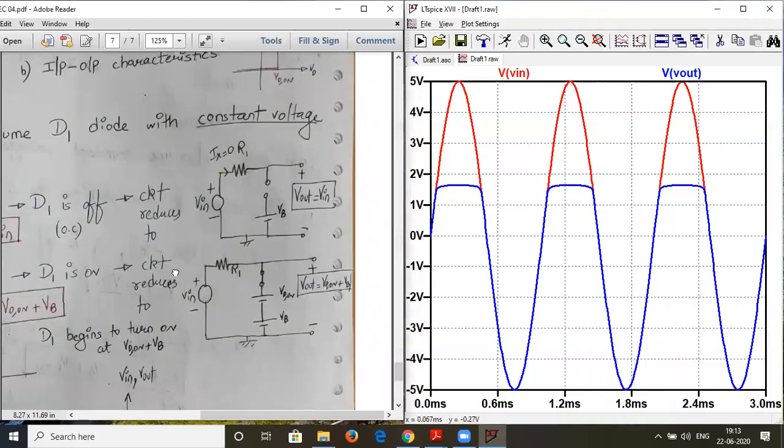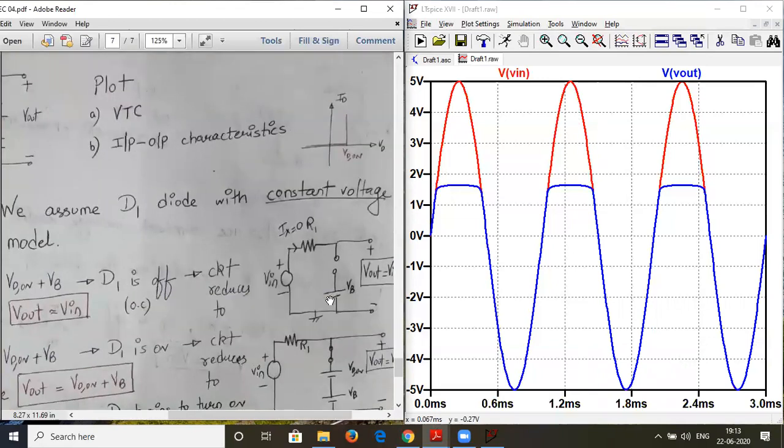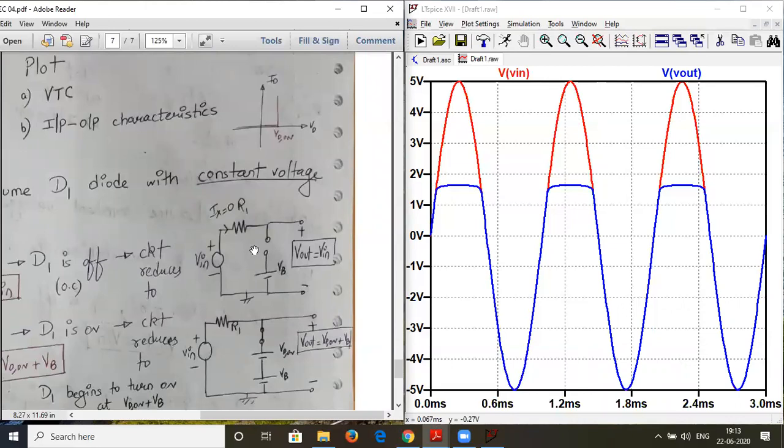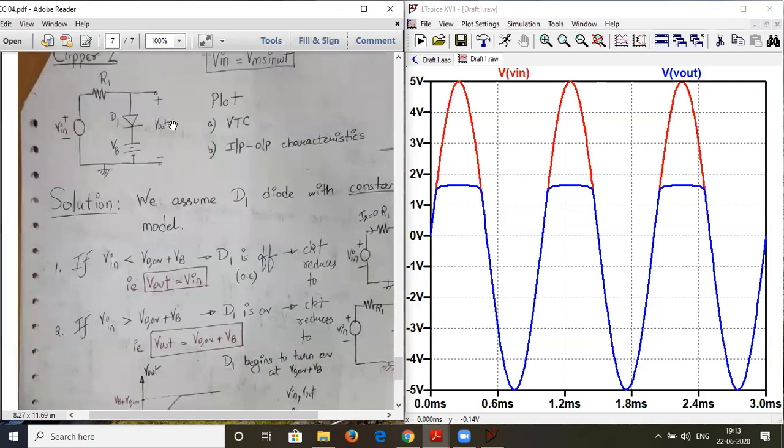And whenever the input voltage is less than VD on plus VB, the diode will be off and the circuit will reduce to this. If this is the circuit, then no current will be flowing. So as the input is applied, the same will be the output. The output will be following the input whenever the diode is off. Whenever the input voltage is less than 1.64, the output will follow the input signal as it is. So that's the working of this circuitry. Just by adding this bias voltage, we have shifted the clipping level a little up.